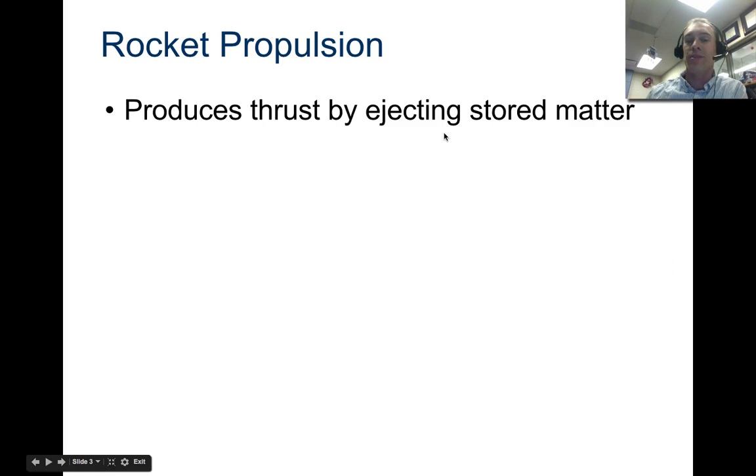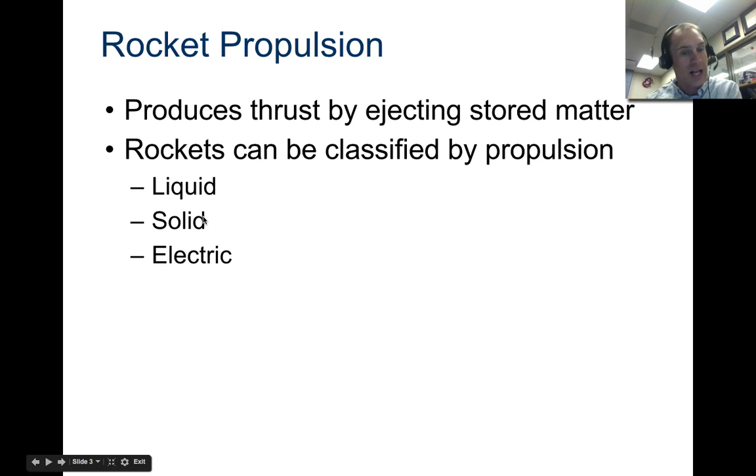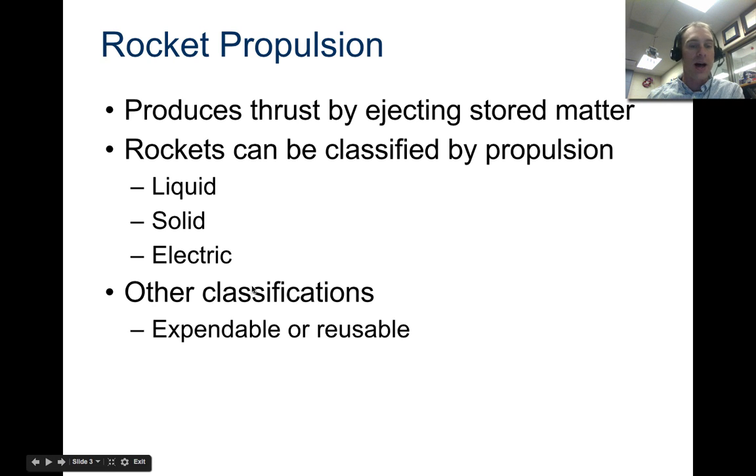It produces thrust by ejecting stored matter. And rockets can be classified by propulsion. You have liquid propulsion, solid propulsion, electric propulsion, which we're going to take a look at a little bit later. Some other classifications, you have expendable or reusable. There are a different number of stages. So this would be something that you would want to note in your notes on rocket propulsion.